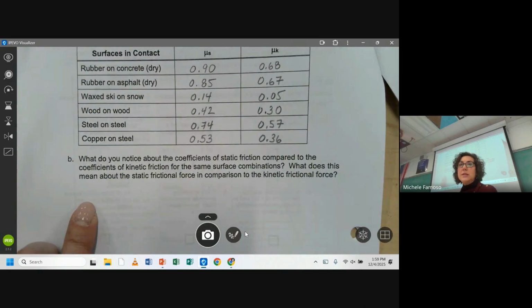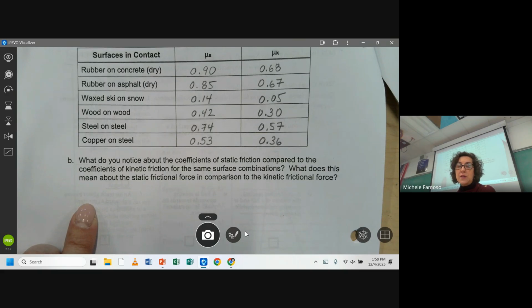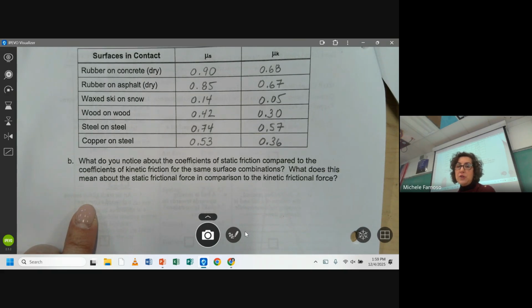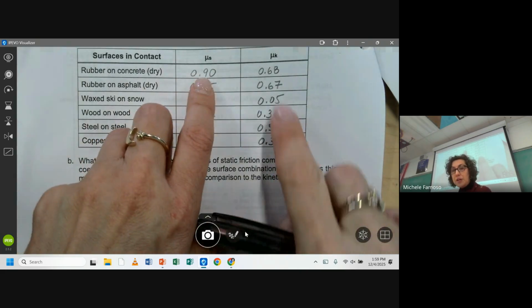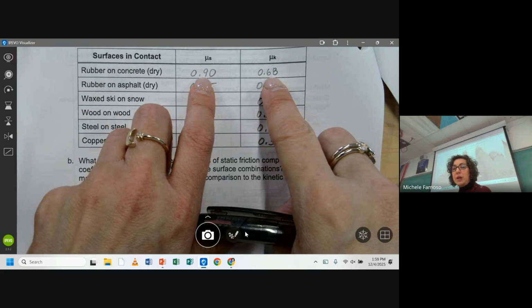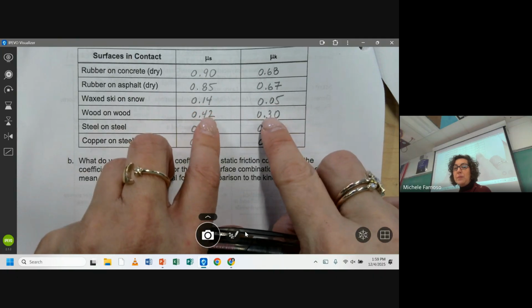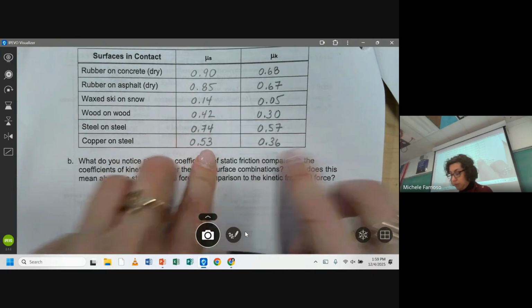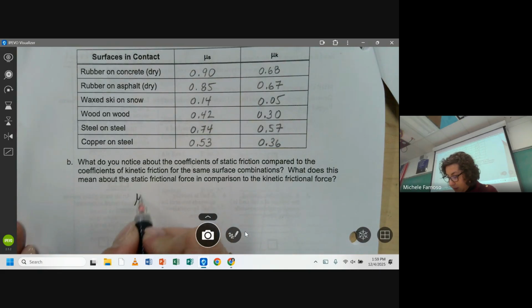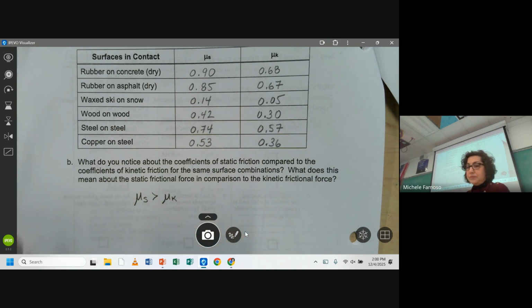What do you notice about the coefficients of static friction compared to the coefficients of kinetic friction for the same surface combinations? So every static coefficient compared to its corresponding kinetic one. Angela, what do you notice about all of them? That's right. The mu s is always greater than the mu k. It's always bigger. Mu S is always larger than the mu K.